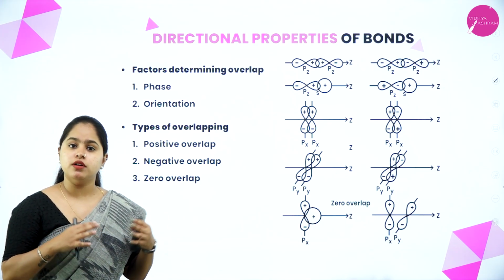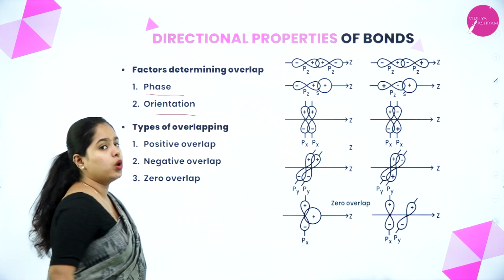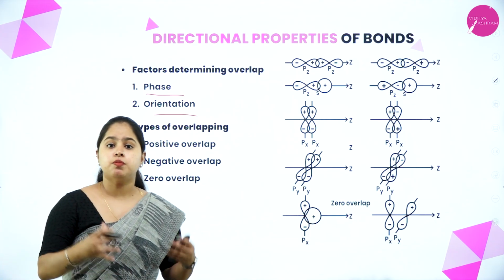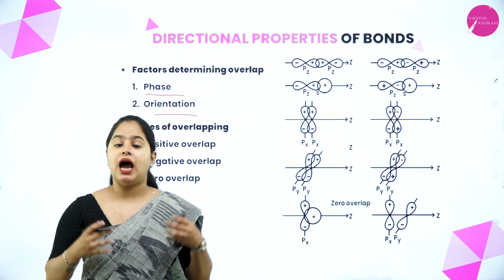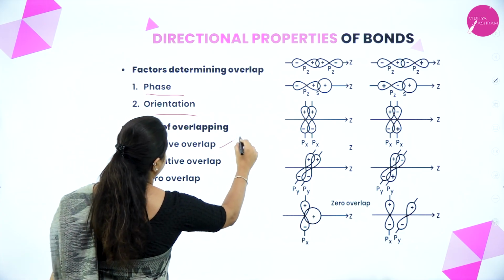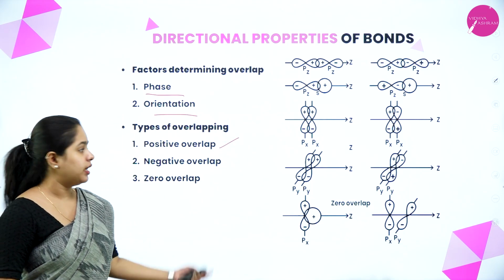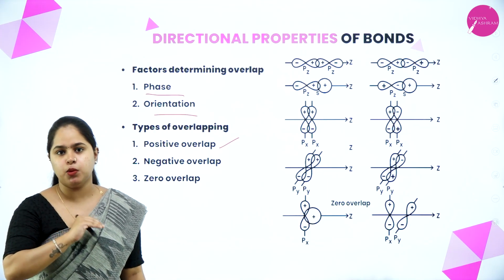Right? Based on which factors does overlap depend? It is phase and orientation. Yes, if both the atomic orbitals have the same phase and same orientation, a positive overlap will take place. That's the first type, that is a positive overlap: same phase and same orientation.